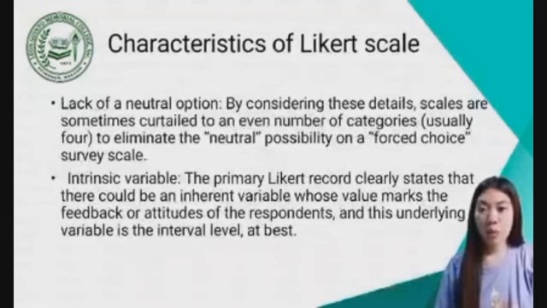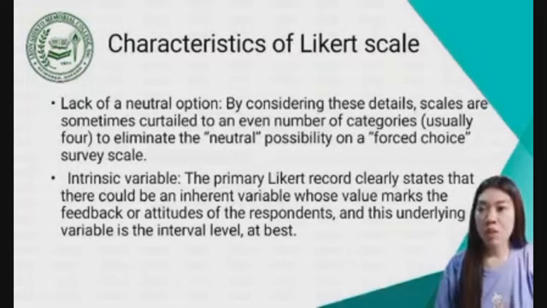Lack of neutral option. By considering these details, scales are sometimes curtailed to an even number of categories, usually four, to eliminate the neutral possibility of a forced choice survey scale. Intrinsic variable. The primary record clearly states that there could be an inherent variable whose value marks the feedback or attitudes of the respondents, and this underlying variable is at the interval level at best.